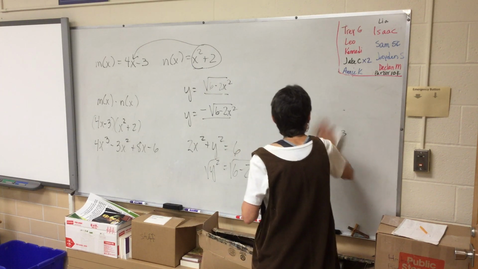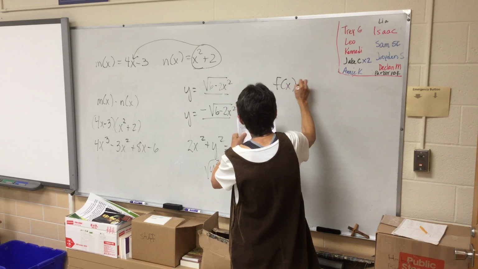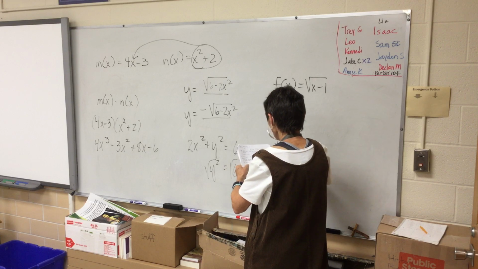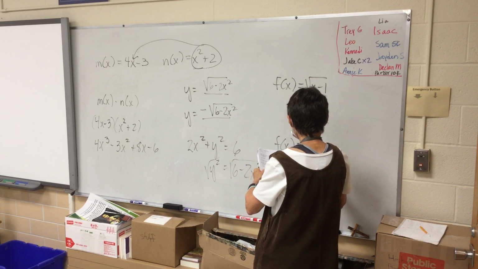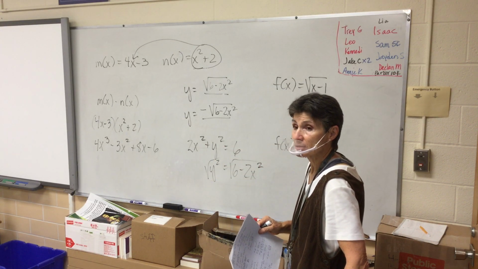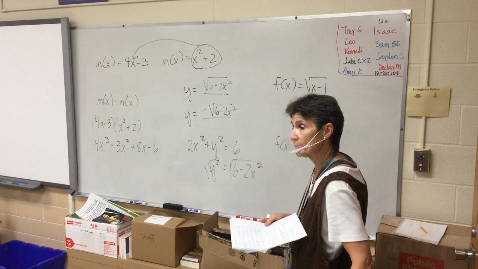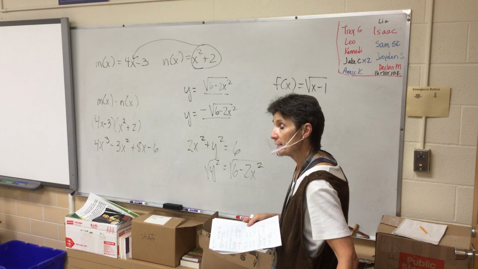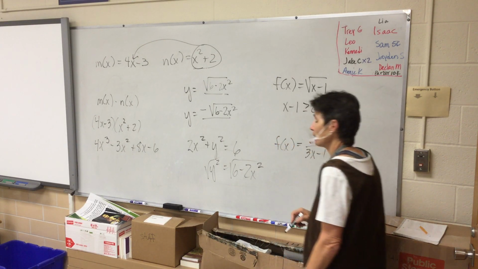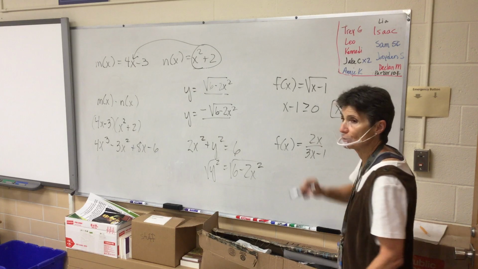All right. So now we have some domain questions. The minute you see that word domain, what goes through your head? What do you know you have to pay attention to? Square roots and fractions. Square roots and fractions. All right? So, very first problem has a square root. It has to be greater than or equal to 0. So, x minus 1 has to be greater than or equal to 0, which means x is greater than or equal to 1.